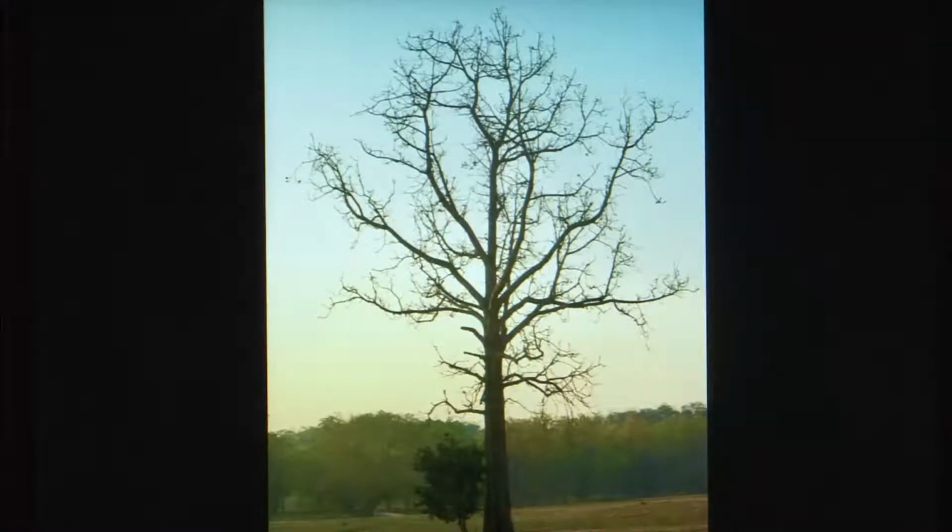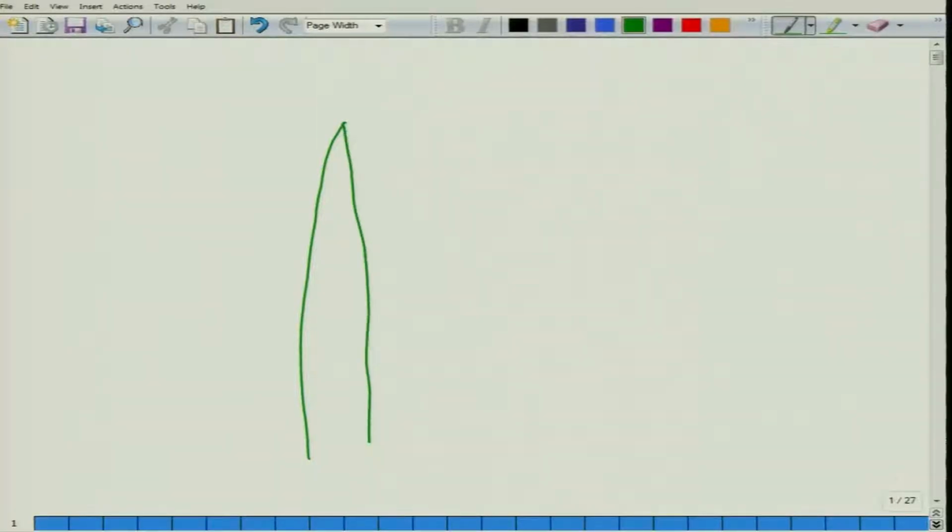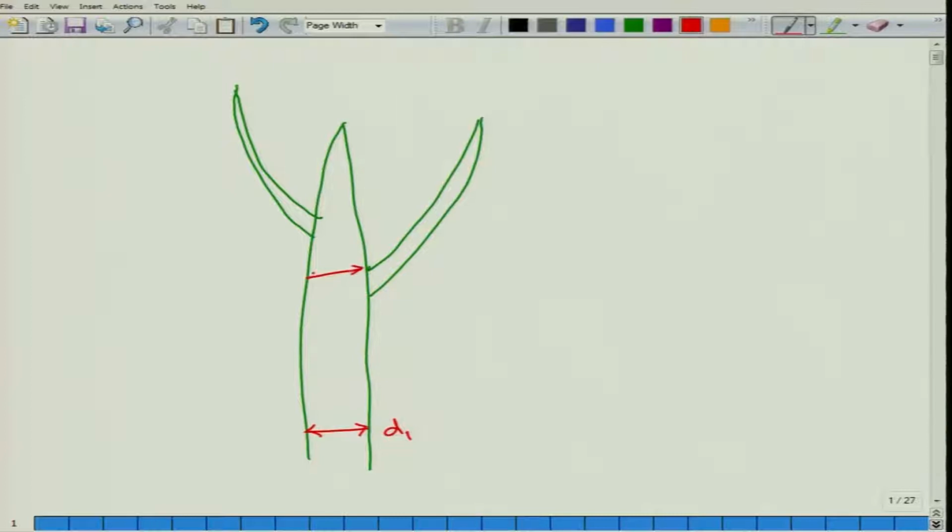So, what do we mean by taper? If you look at this particular tree, it would look something like this. Essentially the diameter here, let us call it D1, is greater than the diameter here, let us call it D2, which is greater than the diameter here, D3. So, D1 is greater than D2 is greater than D3. This reduction in diameter as we move from bottom to up is called taper.